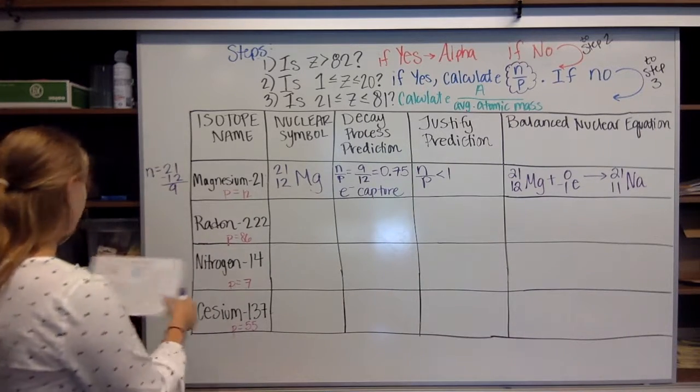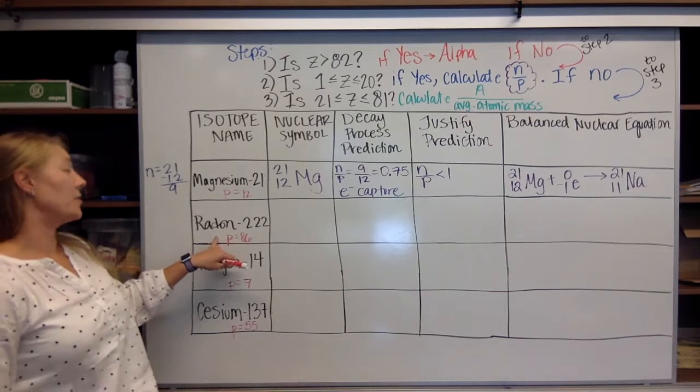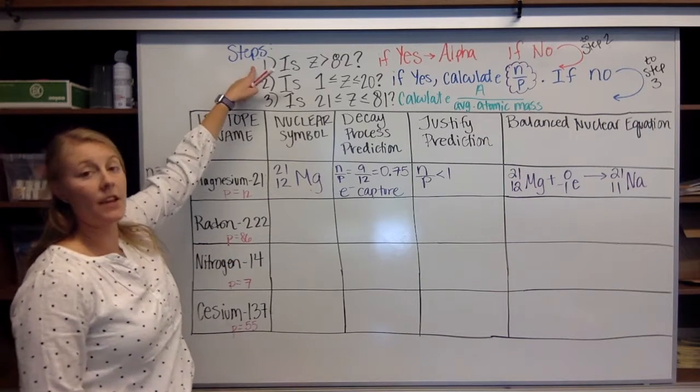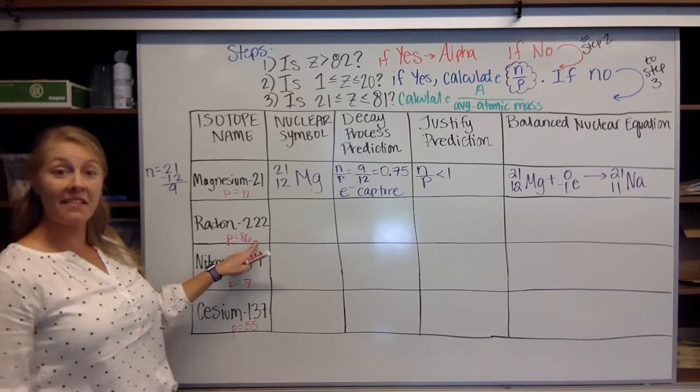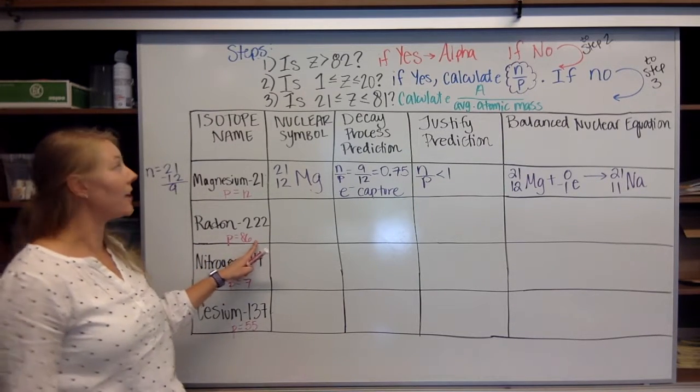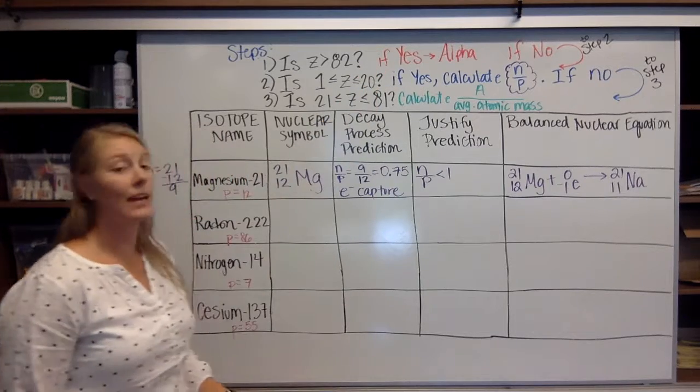Now, the next one we're going to look at is radon-222. Step 1. Is Z greater than 82? Proton number greater than 82? Protons are 86, yes! The proton number is greater than 82. So if yes, alpha decay.